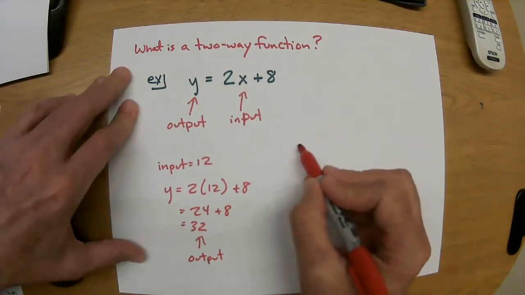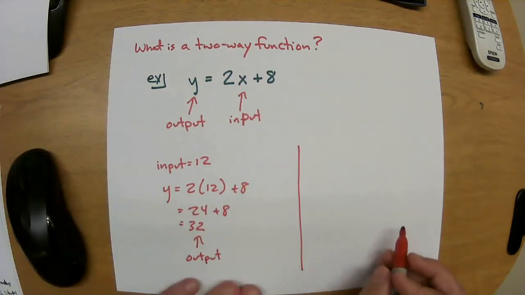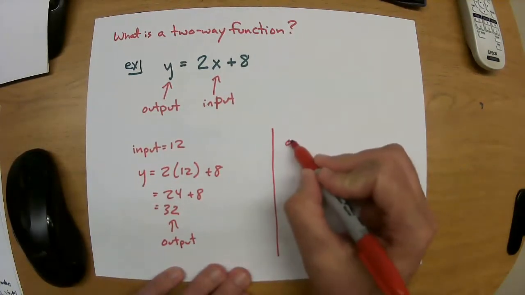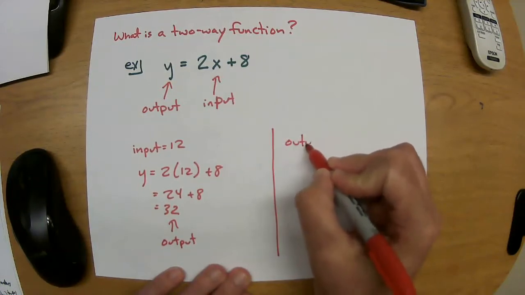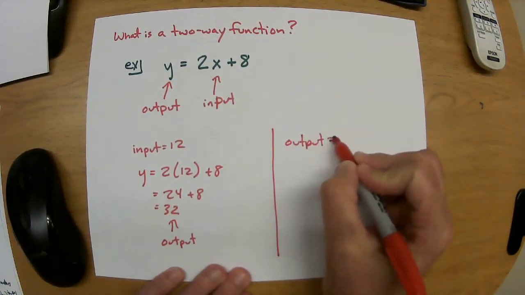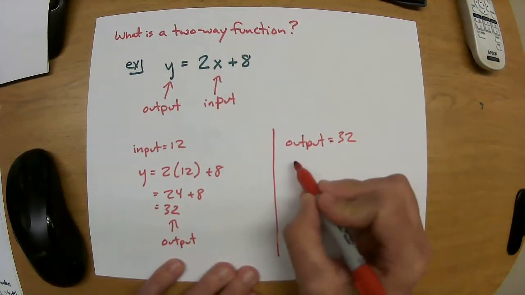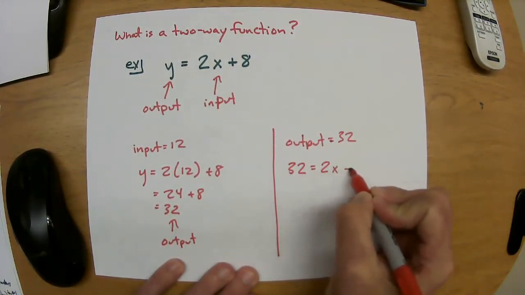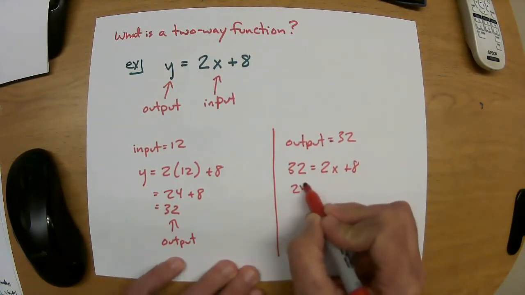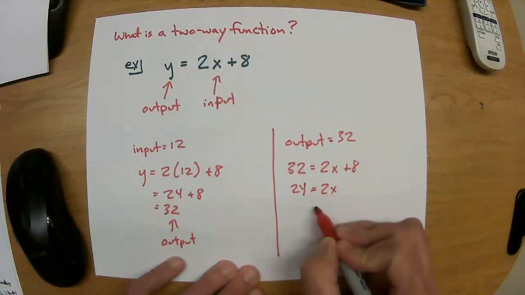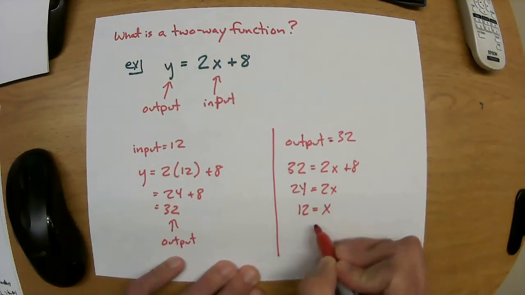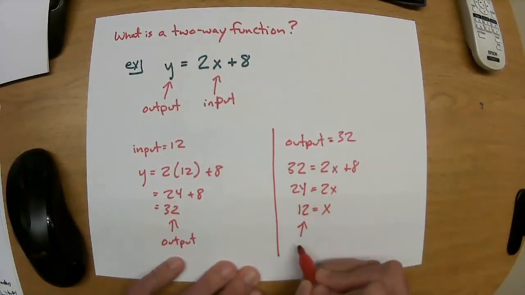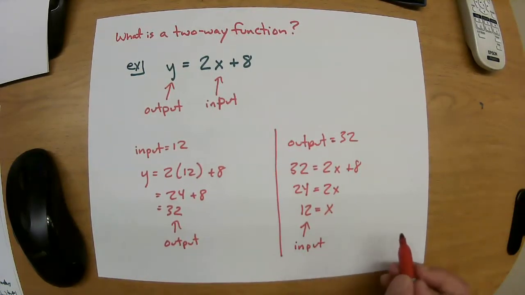And if I were to reverse the problem, I could have asked this a different way. I could have said, well, suppose the output is 32, what would the input be? And so you'd write your equation like this. You'd say 32 equals 2x plus 8 and subtract. And so after you go through all the algebraic steps, you know the input is 12. And so this is true.